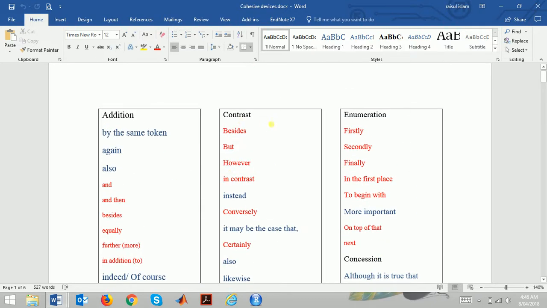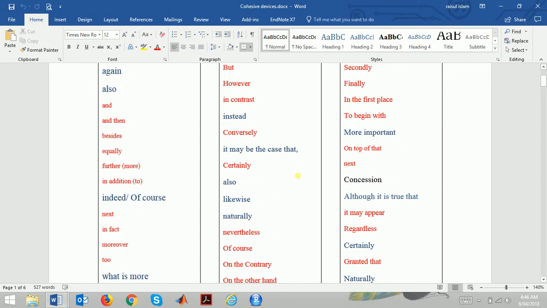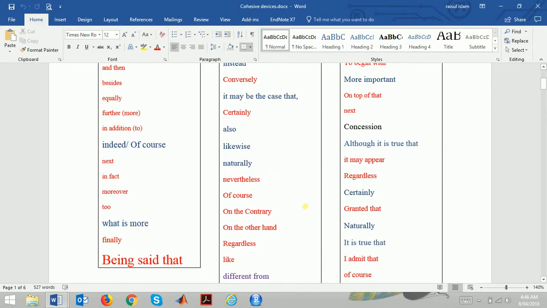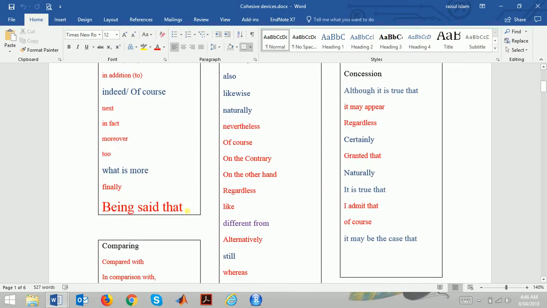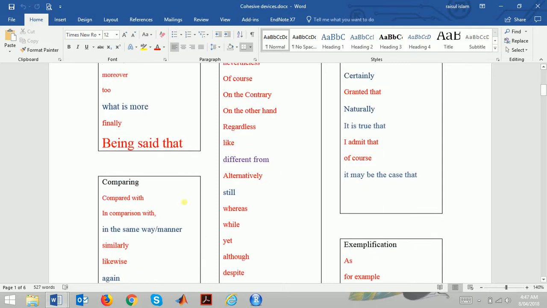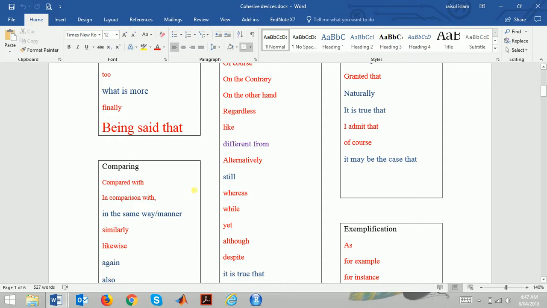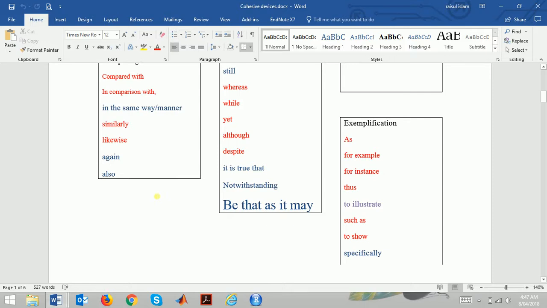For contrasting: besides, but, however, in contrast, instead, conversely, it may be the case that, certainly, also, likewise, naturally, nevertheless, of course, on the contrary, on the other hand, regardless, like, different from, alternatively, still, whereas, while, yet, although, despite, it is true that, notwithstanding, but be that as it may.